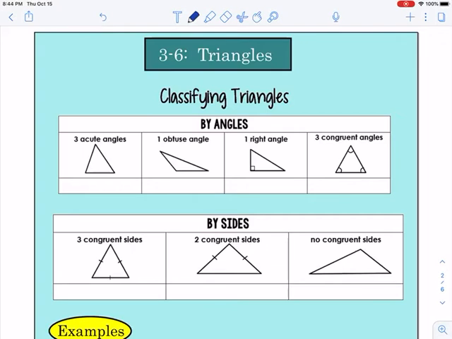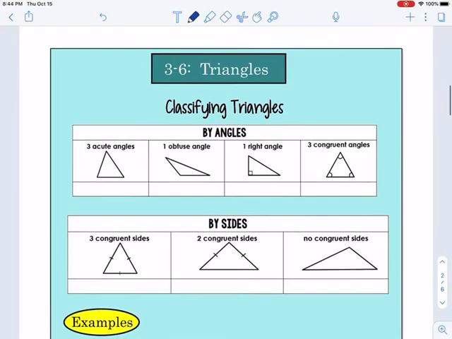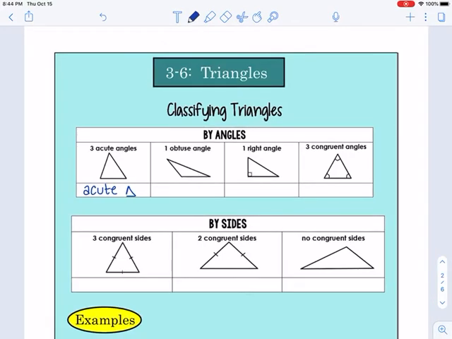3-6 is all about triangles, and the first thing that we're going to do is classify triangles in 2 different ways. So the first way that we're going to classify them is by angles. If you have 3 acute angles in a triangle, remember acute means less than 90. So if you have 3 angles in a triangle that are all less than 90 degrees, that's called an acute triangle. If you have 1 angle that's obtuse, that's going to be an obtuse triangle.